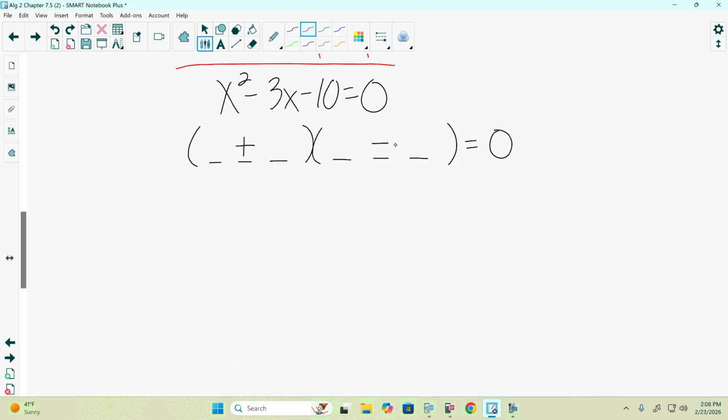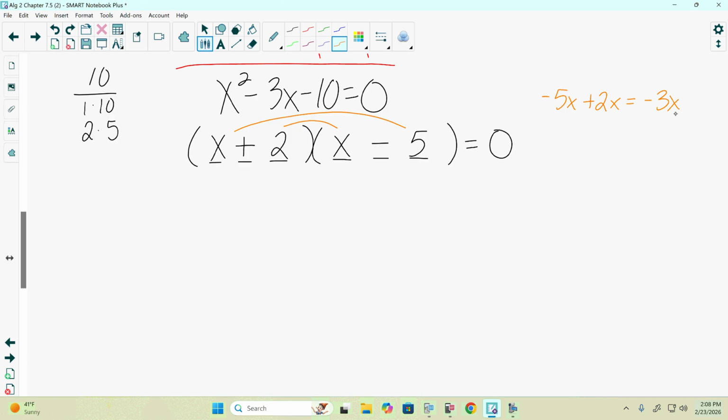X squared, the factors of the first term. Well, the only factors of x squared are x and x. Now our factors of 10: 1 and 10, or 2 and 5. Which one do we want to try first? 2 and 5. And we can check this here. X times -5 is going to be negative 5x. 2 times x is going to be plus 2x. And negative 5x plus 2x, negative 5 plus 2 is negative 3. Negative 3x, that is the middle term we wanted.